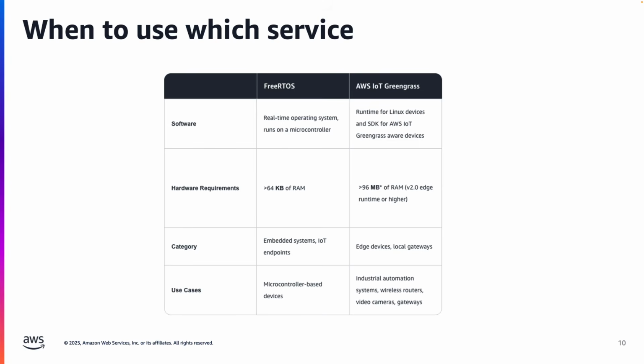Greengrass, on the other hand, is a runtime for Linux devices and SDK for AWS IoT Greengrass-aware devices. For hardware requirements, it needs more than 96 megabytes of RAM, and it is made for edge devices or local gateways. Use cases for Greengrass are vast and can include industrial automation systems, gateways, video cameras, and many more.